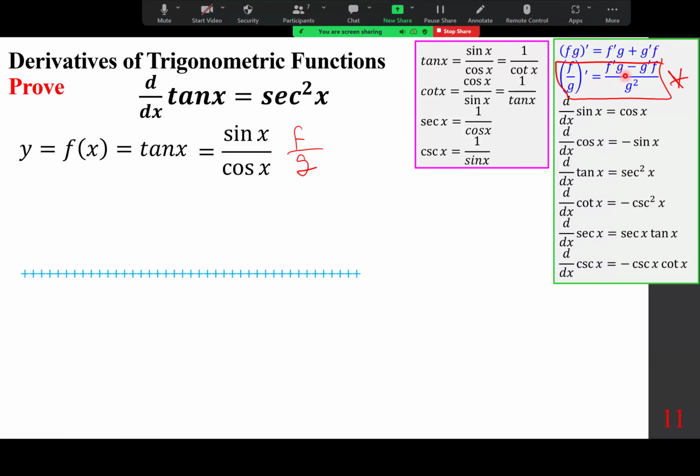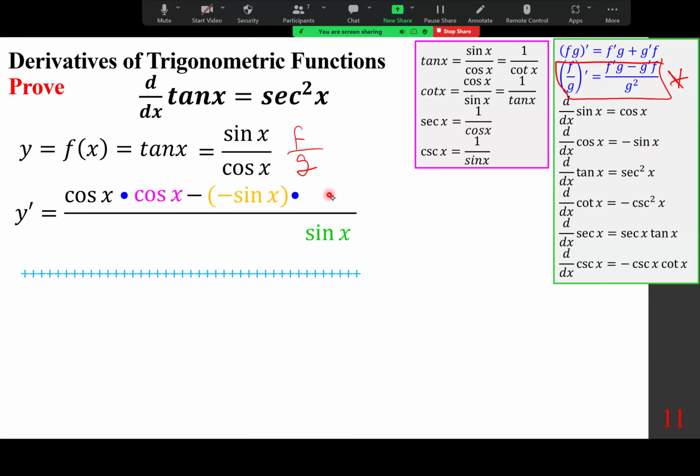f over g prime is f prime g minus g prime f over g squared. So the top is f. I need f prime. The derivative of sine is cosine x times g, just the denominator, which is cosine x, minus g prime, the derivative of cosine, which is negative sine. So minus negative sine x times f, the top, which is simply sine, and then put the bottom g, which is cosine x, and square it.